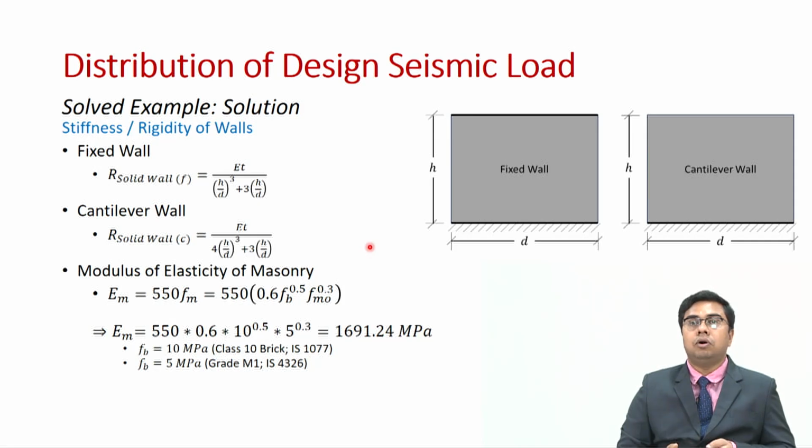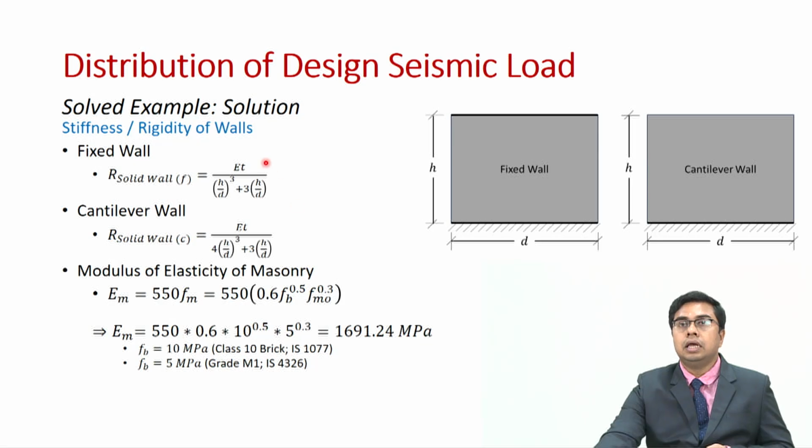Now, in this case the modulus of elasticity of masonry E can be found as Em equals 550 fm. Em and E are the same in this case. So, the modulus of elasticity of masonry is obtained empirically by multiplying the compressive strength of masonry by 550. Now, the compressive strength of masonry fm is again found to be 0.6 times fb raised to the power 0.5 times fmo raised to the power 0.3.